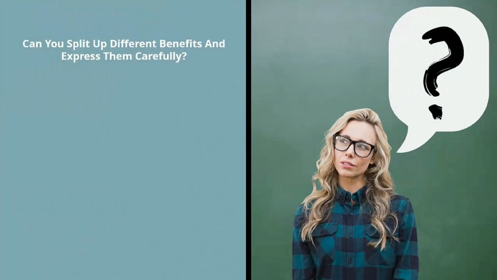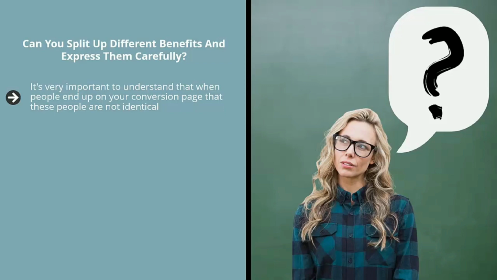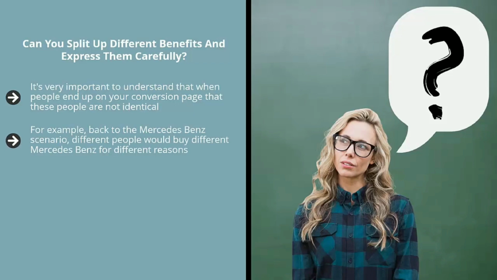Can you split up different benefits and express them carefully? It's very important to understand that when people end up on your conversion page, these people are not identical. For example, back to the Mercedes-Benz scenario. Different people would buy different Mercedes-Benz for different reasons. We know that if people are just looking for basic transportation, they're probably not going to pick a Benz. That's a very expensive option just to take care of basic transport needs.